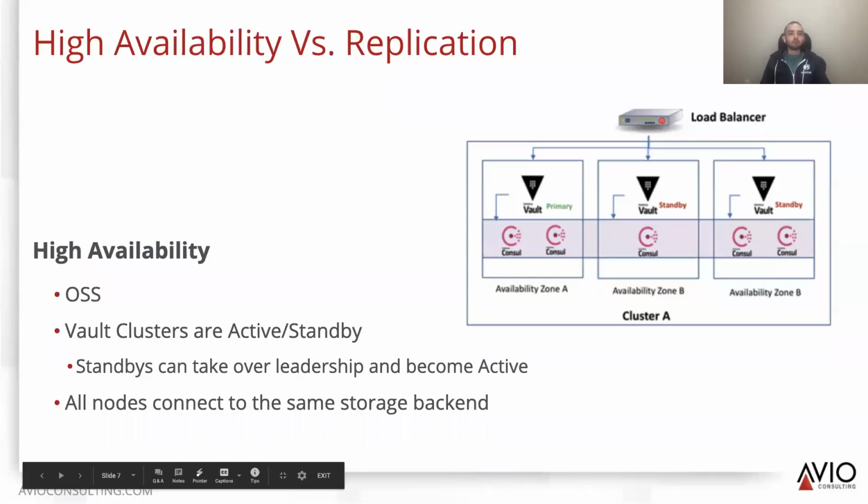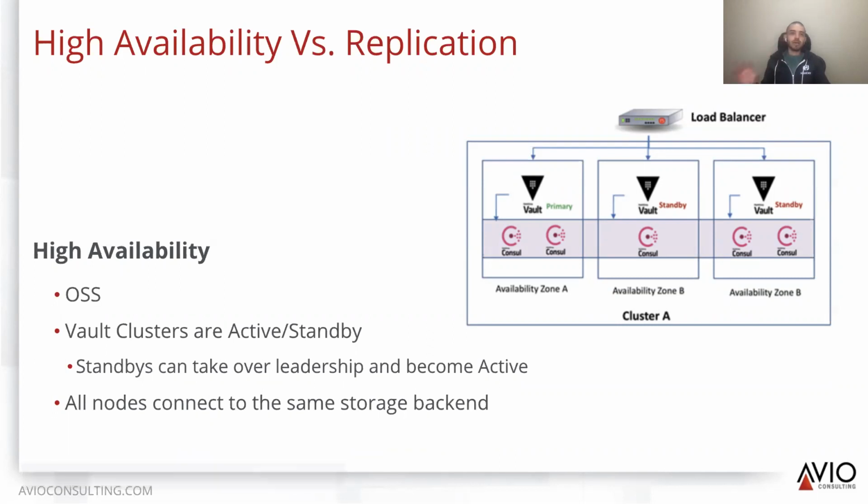So as you might have heard me say on the previous slide, I mentioned high availability and replication, but what's really the difference, right? High availability is a feature that has been out for a while now, and it's available in the open source version of Vault. In high availability mode, there are active and standby nodes, and if, let's say, the active node goes down, the standby node can take over the leadership and become the new active node. And this feature basically allows for the minimization of downtime.